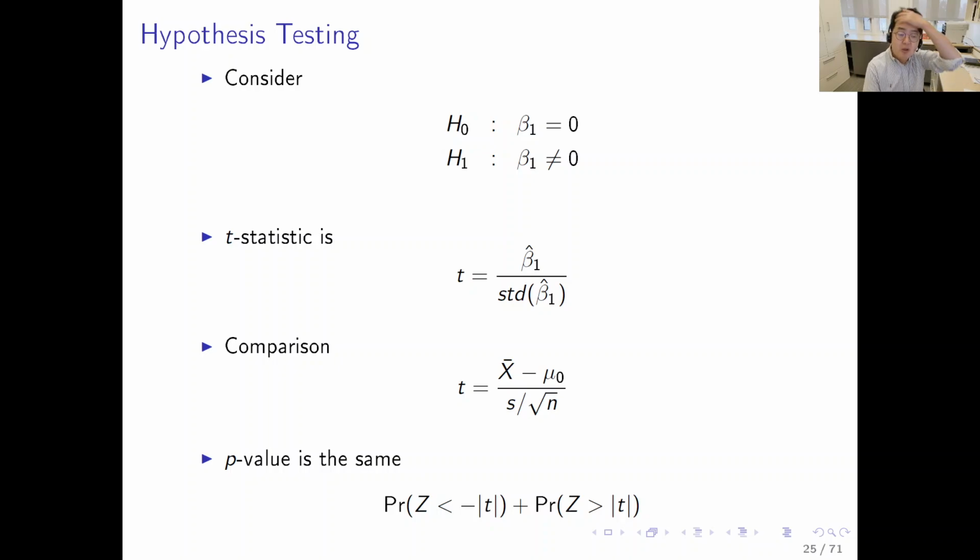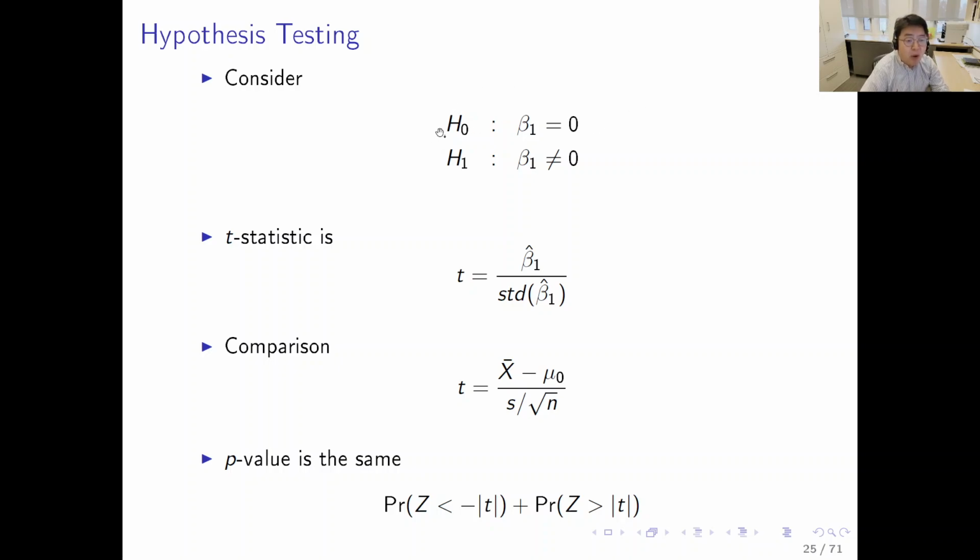We cannot predict y based on x. X does not help predicting y. So if the slope is 0, the effect of x on y is 0. When x changes, y does not change. That means x does not help. X is useless in predicting y. So your regression model is useless, right? So we have to be worried about that problem.